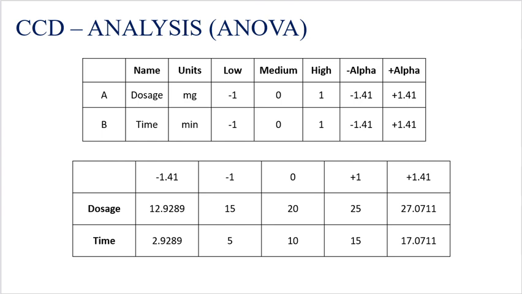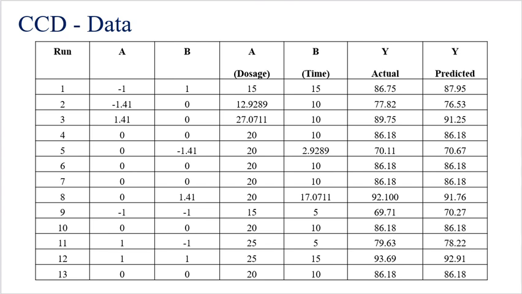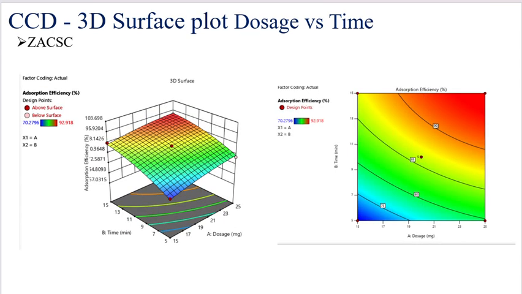So the CCD analysis was done using ANOVA software for 15 milligram, 20 milligram, and 25 milligram, by varying the time from 5 to 10 to 15 minutes. So this is the formula generated from the CCD analysis. The CCD tables were done by calculating 13 interpolated values by varying dosage and time. The efficiency goes up to 96%. So this is the 3D plot for zinc chloride activated carbon and activated carbon.